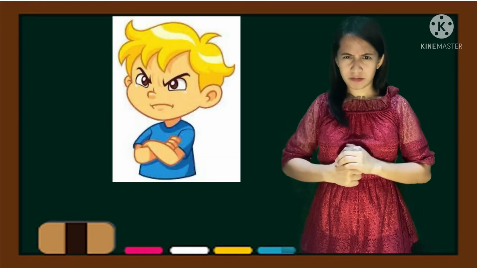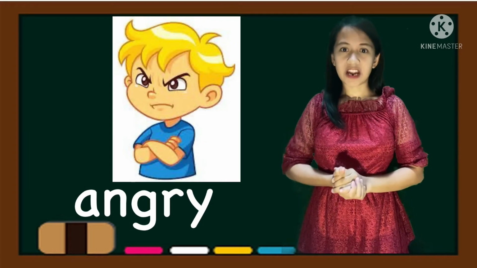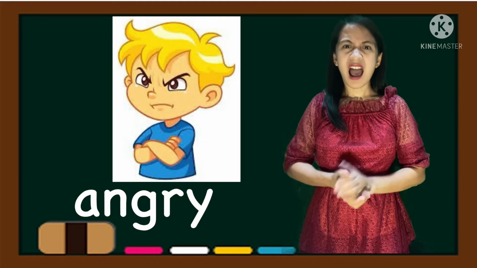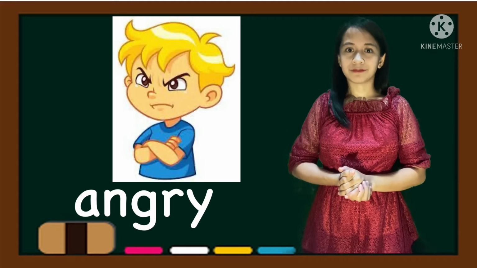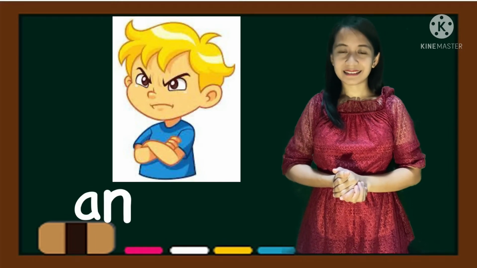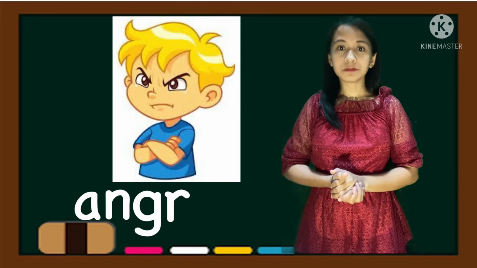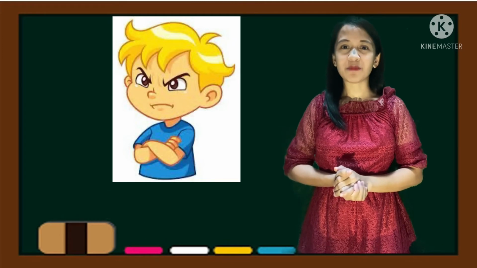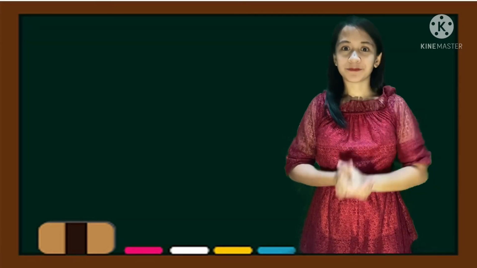What emotion is that? Yes, angry. Everybody, angry. Very good. Now let's spell. Letter A, N, G, R, Y. Angry. Good job, everyone. Now let's go to number 4.